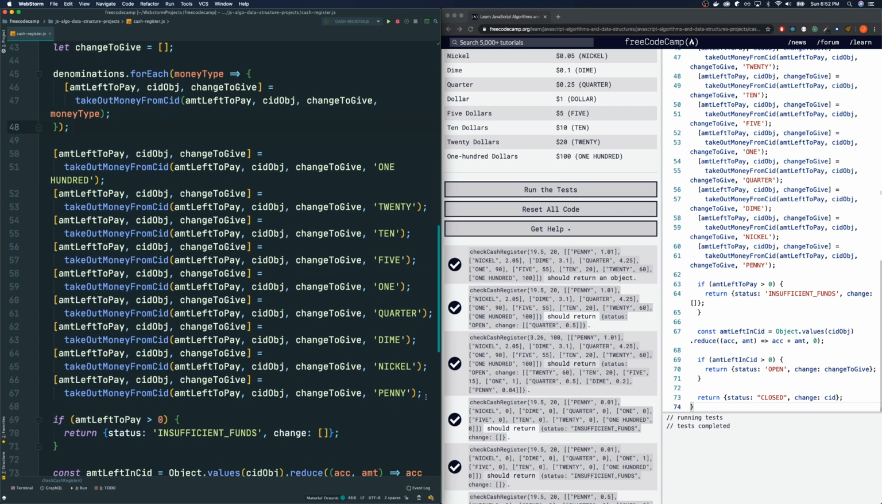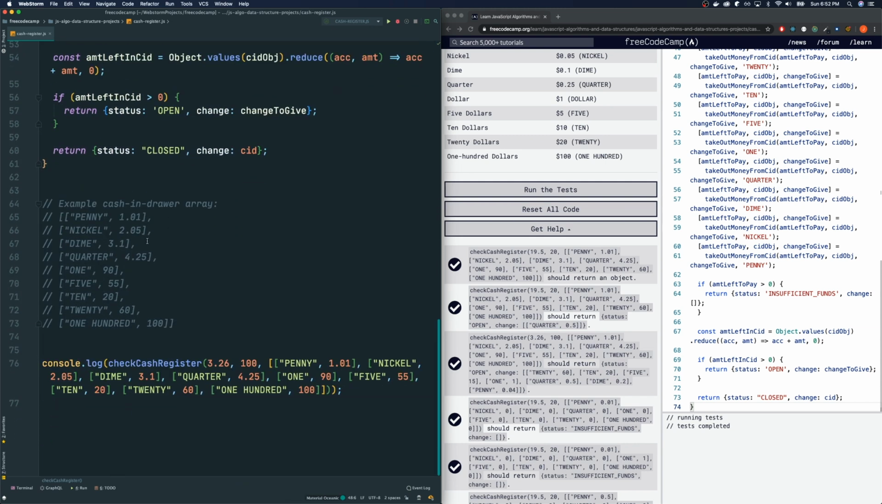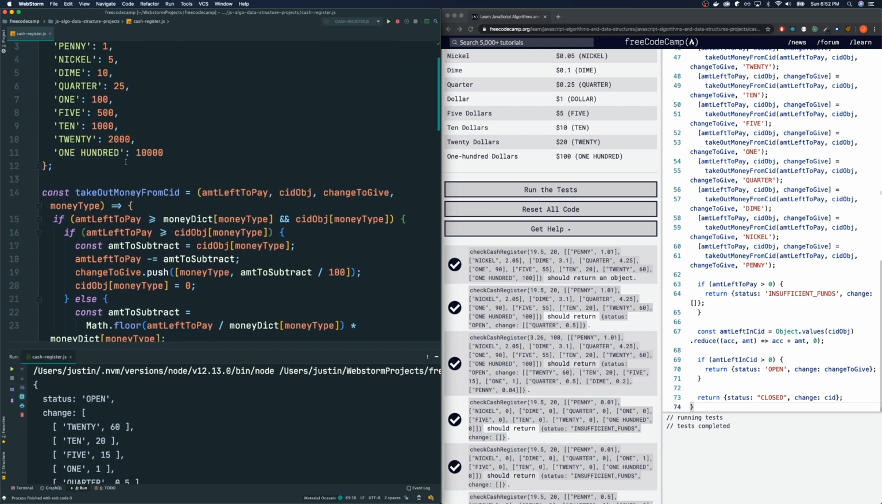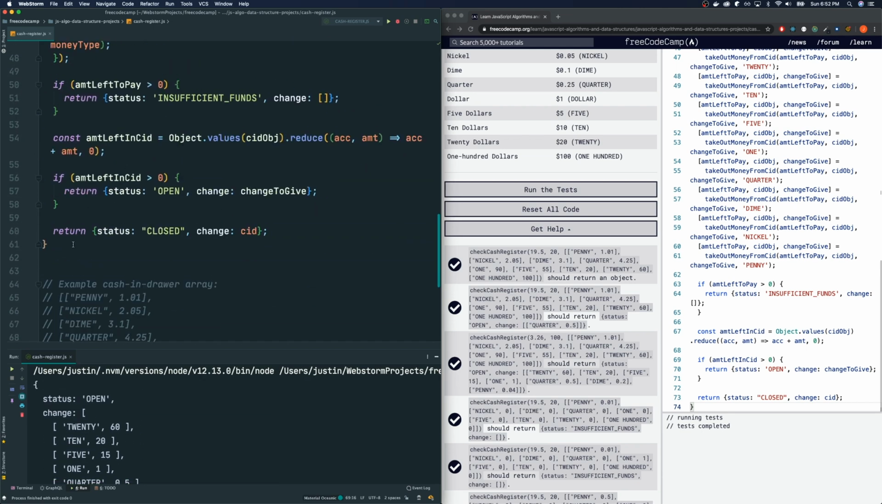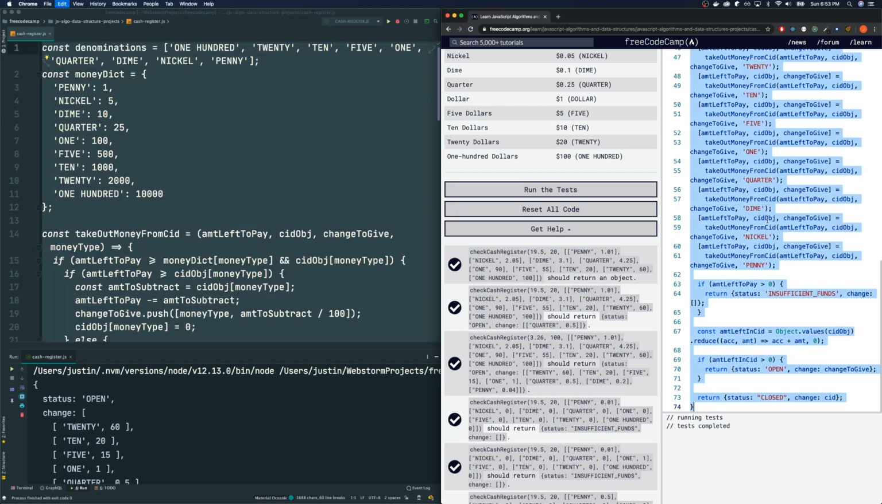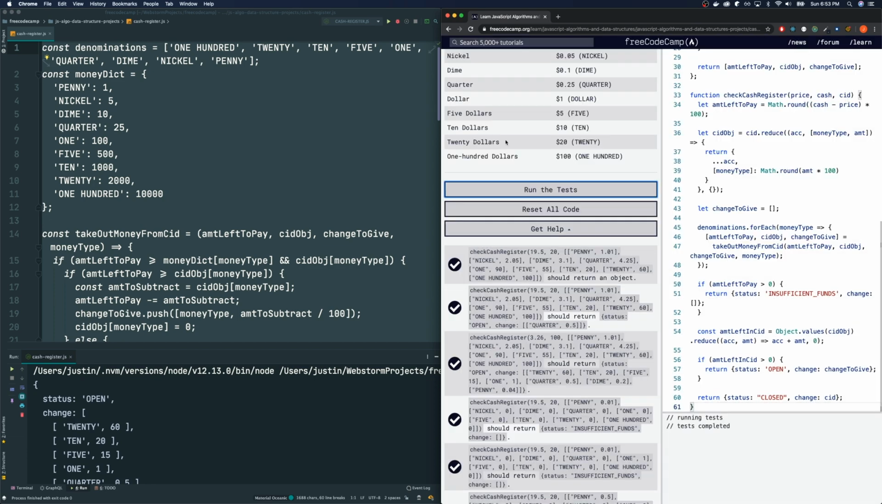Let me erase all of this duplicated code here. And let's see if we get the correct answer for this one here. I'm gonna run the code. And it seems like we do. Our code looks a lot drier this time, a lot cleaner. Let's copy this and see if freeCodeCamp is happy with this result as well. And they are. All right, guys.